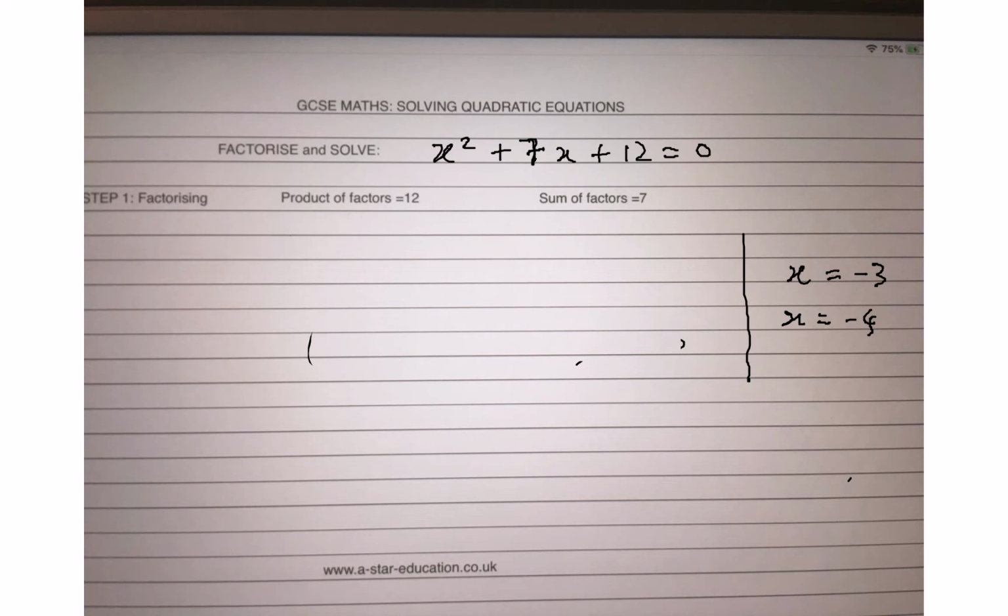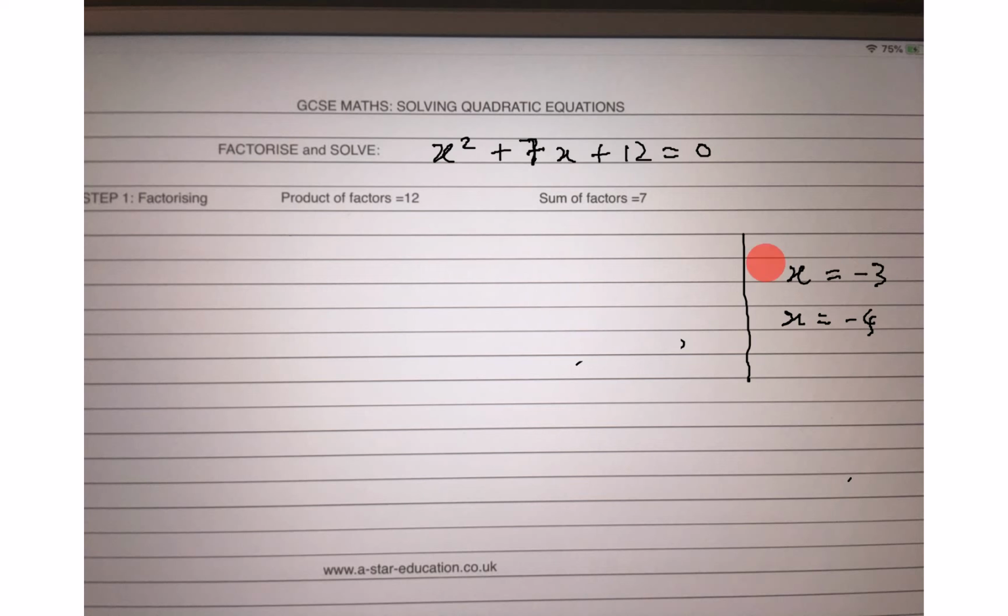All right, so what I'm going to do is use this first solution here. I'm going to substitute this solution, x equal to minus 3, into this equation and see if that gives me 0. And that will prove that this solution is correct. Okay, so let's have a go at doing that.